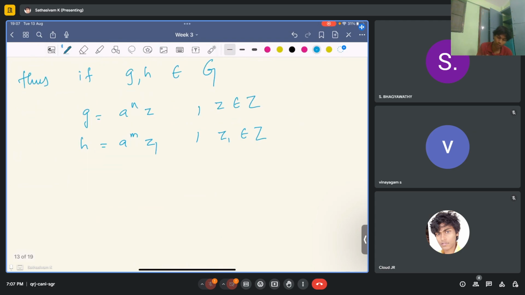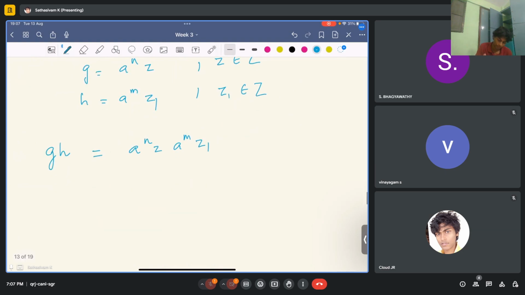Now what we want to prove is we want to prove G is abelian, right? So that means we want to consider GH, and I want to say it is equal to HG. So we are claiming this is equal to HG. So this is the claim, right? So let's start with the GH. So what is GH? This is A power n Z, and what is H? This is A power m Z1. Okay, so this is good.